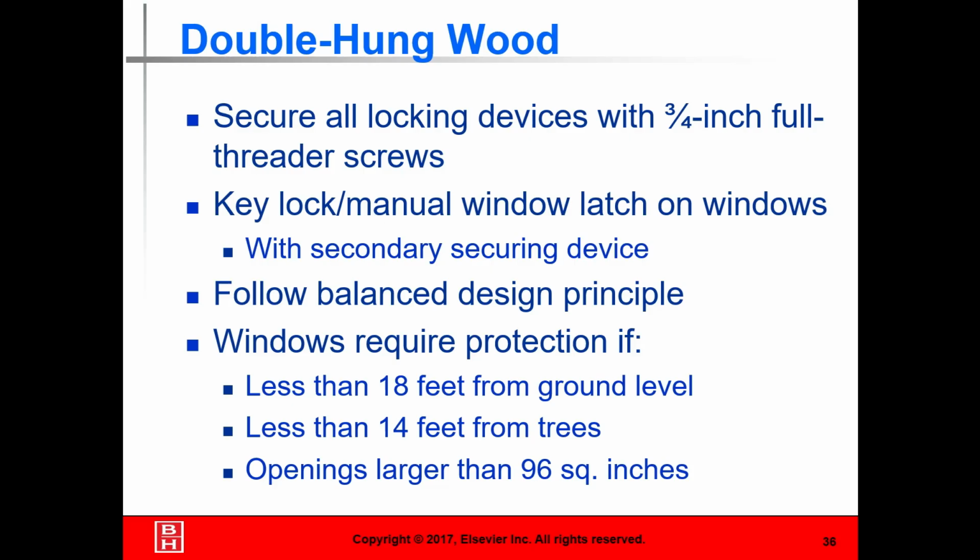Double hung, double hung wood. This is what most homes have. All locking devices to be secured within 3/4 of an inch. All window latches must have key locks or manual, non-spring loaded. When a non-key latch is used, secondary securing method should be used. Followed balanced design, so you should kind of have them all set up. Windows require protection, less than 18 feet off, less than trees, opening at 96 square inches.